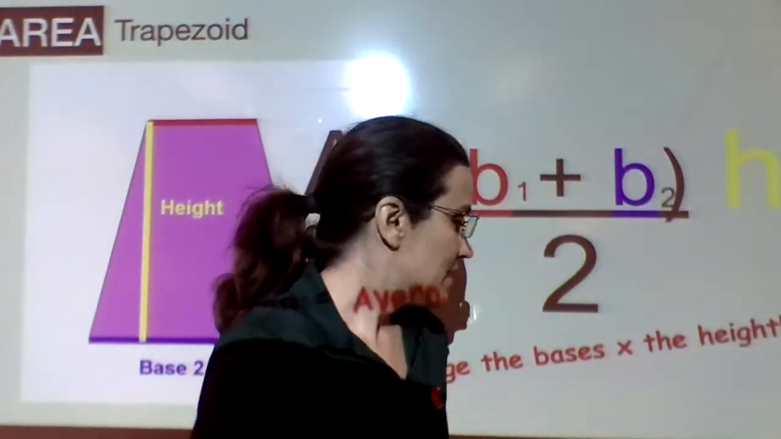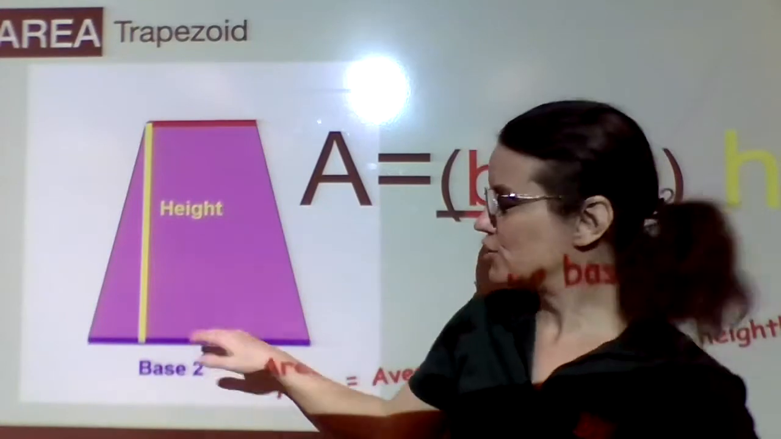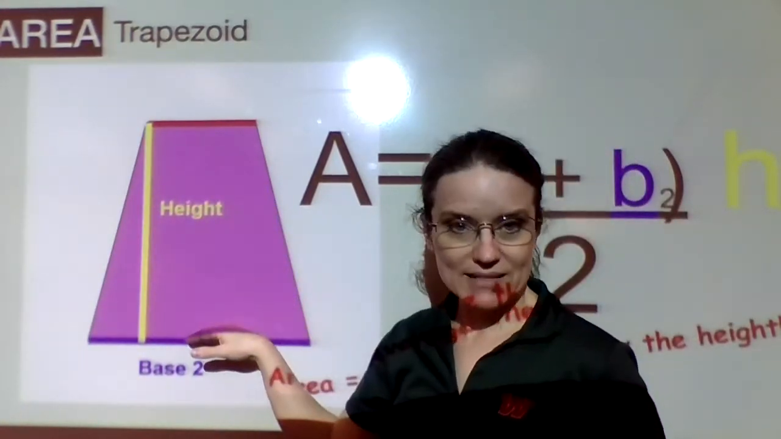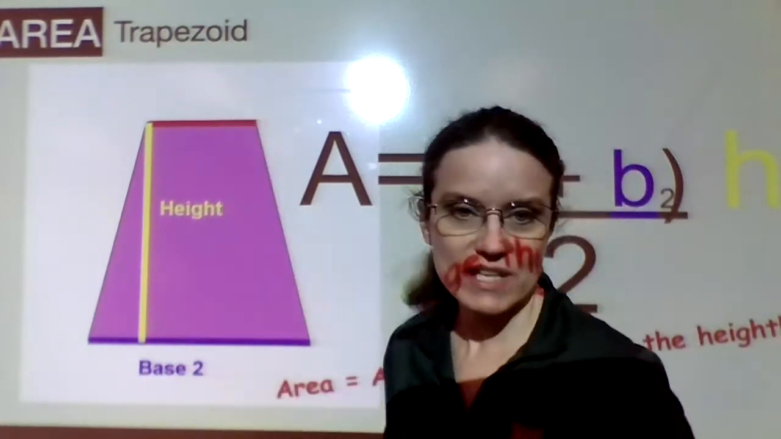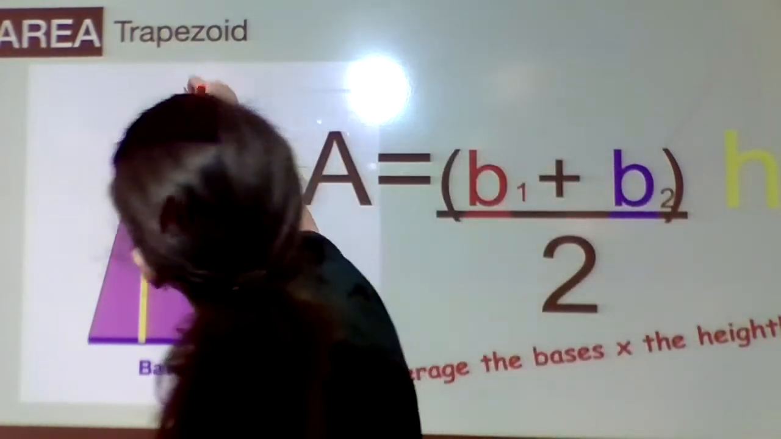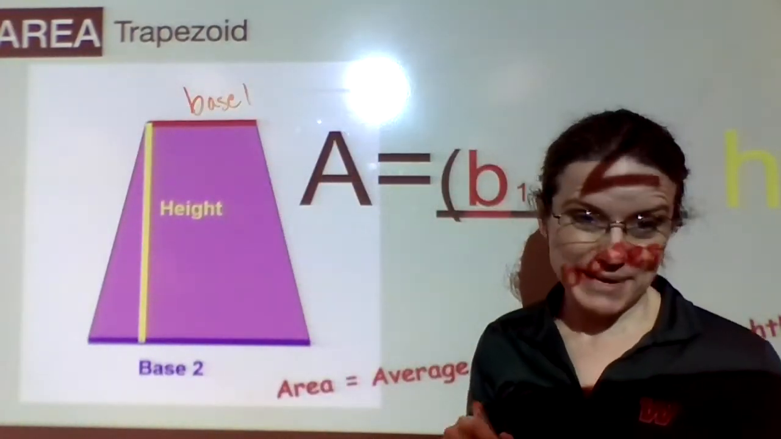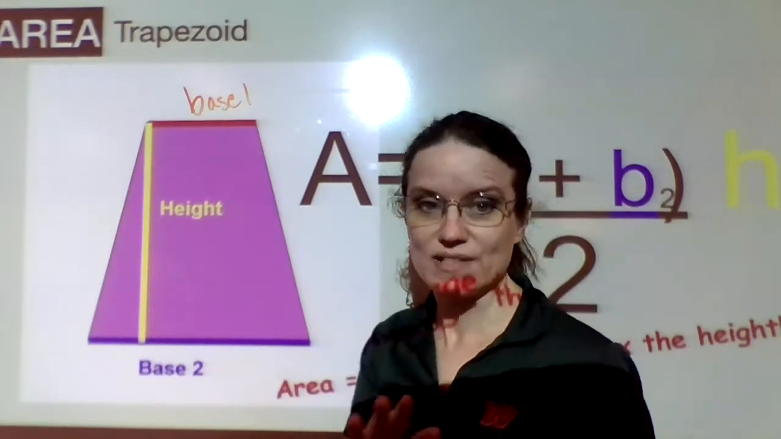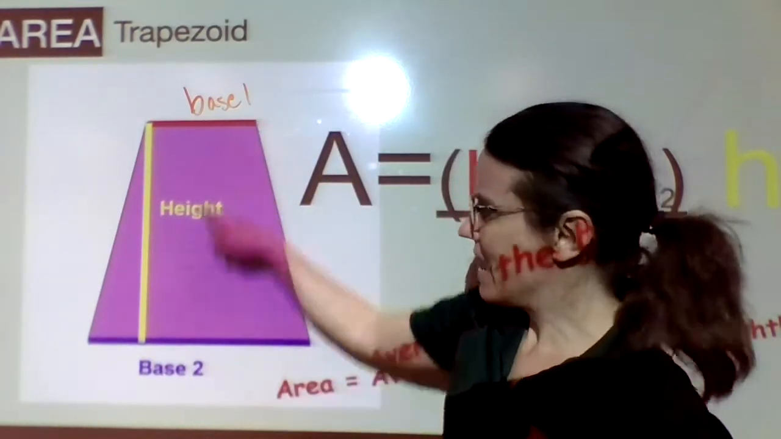Okay, now we're getting into a trapezoid. Ta-da! Remember, a trapezoid has two parallel sides that are not the same length, okay? So here's one, here's the other. And they're both called bases. So I have a base 2 here and a base 1 up there. It doesn't matter which one you call base 2 or base 1. It doesn't matter, so just stay calm. But we have two bases here, and we have a height.